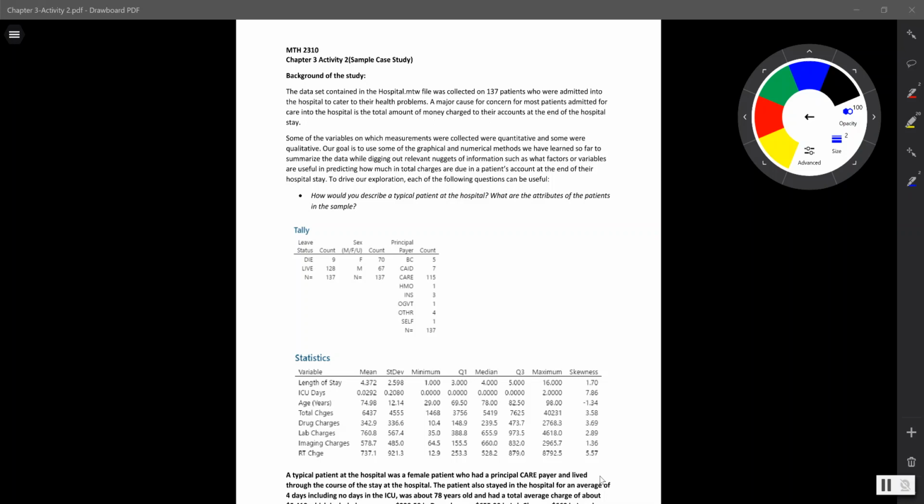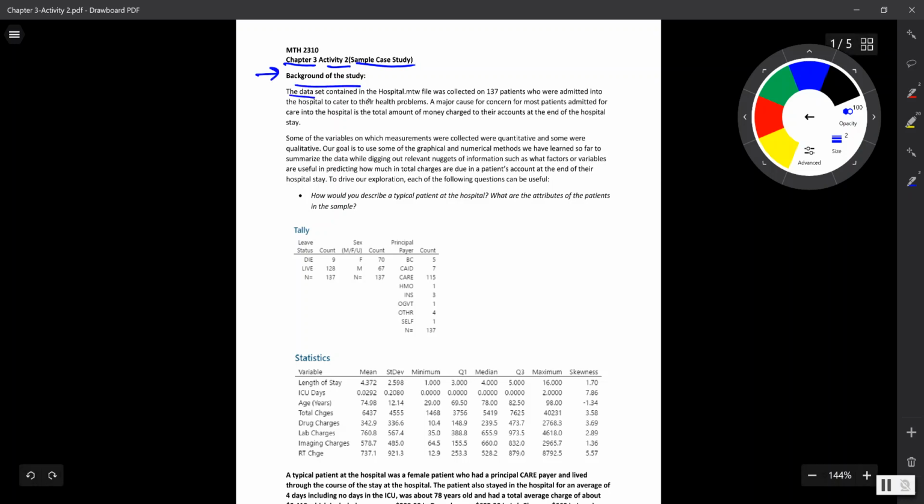In this video, we shall begin to talk about Chapter 3, Activity 2. This will be a sample case study illustration for you on how to complete your case study. So, quickly, we look at the context of the study.